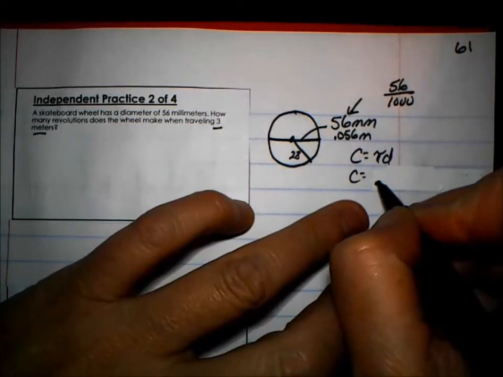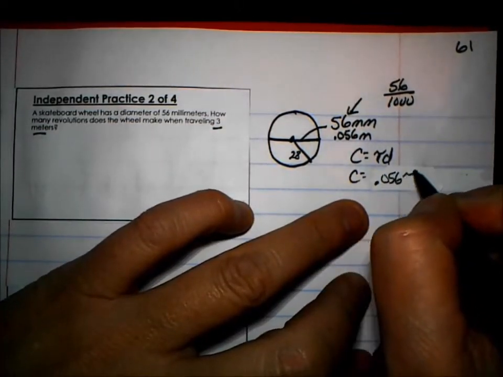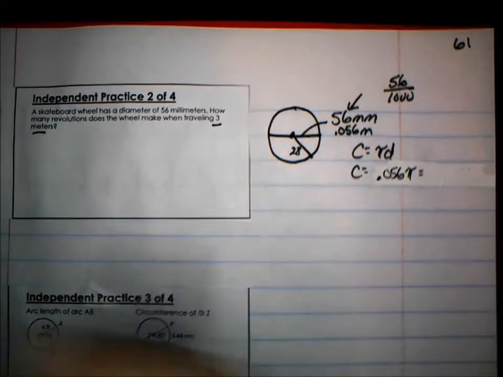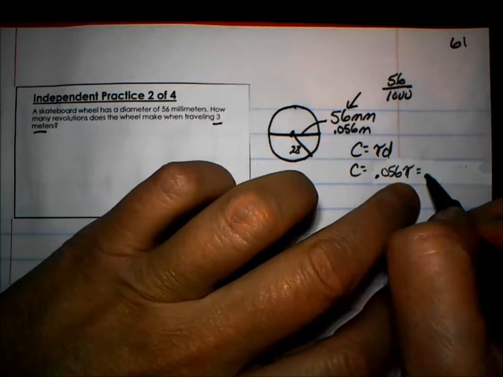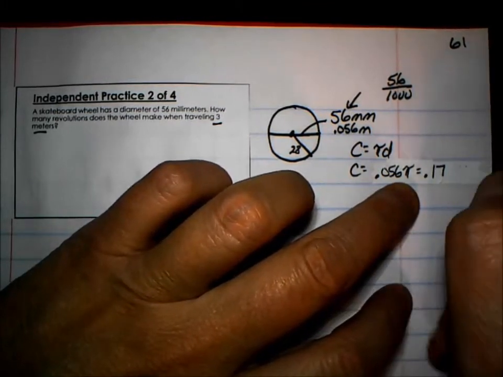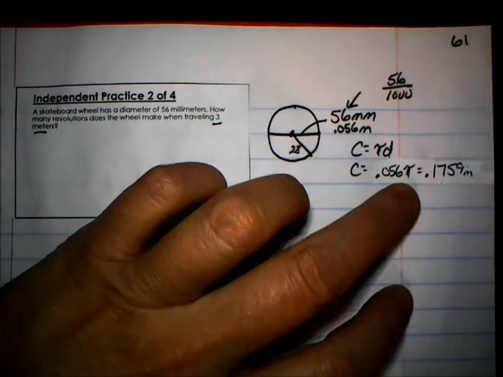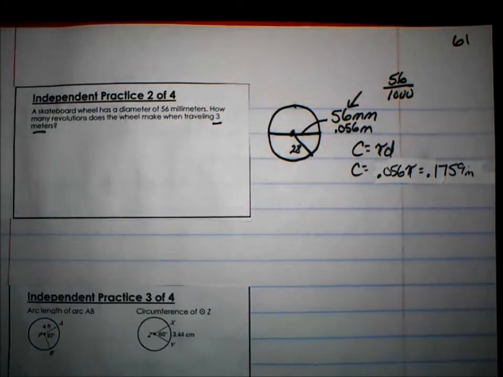So I'm actually going to use 0.056 pi. And see that this is 0.1759 roughly meters for 1 revolution around the wheel.